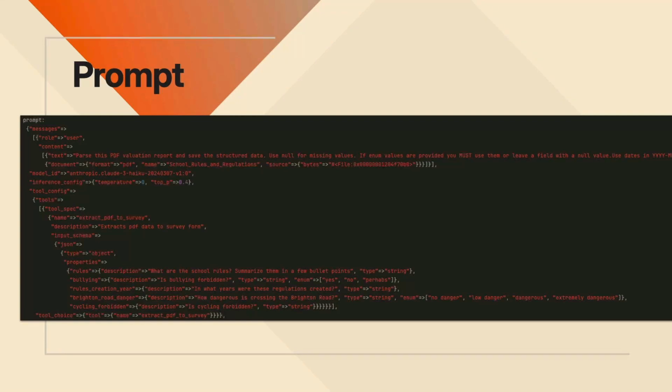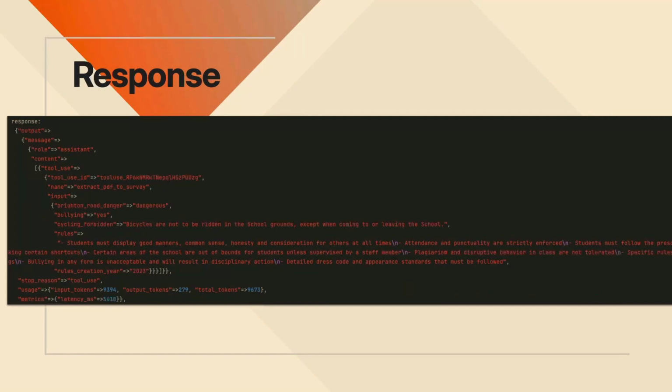Brighton Road danger: how dangerous is the Brighton Road, and again we have an enum with no danger, low danger, dangerous, or extremely dangerous. And the last question is cycling forbidden, and we have a string as an answer. Also, in the last line we are just defining which tool we want to have used, and that's extract PDF to survey. And then we have a response that comes from the Bedrock API.